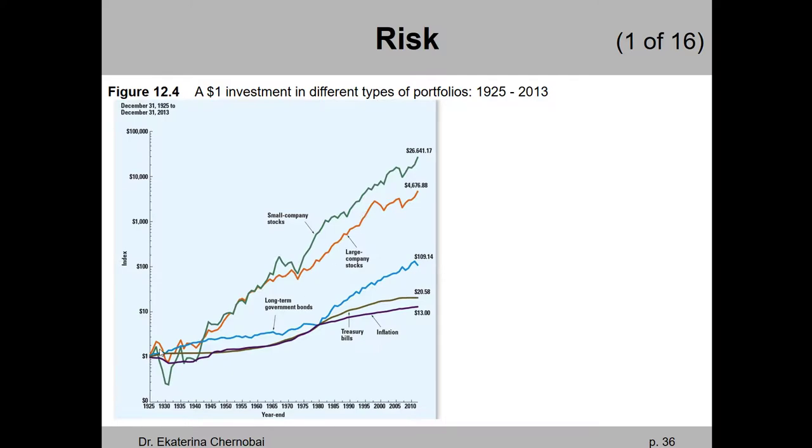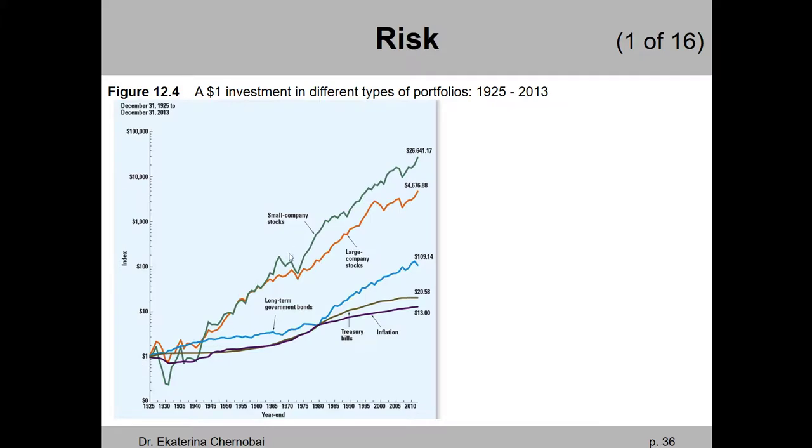And then the other 2 invested in bonds. One bought government bonds that make payments over a long term, the blue line, and the other one, the brown line, the one that's below the other 3, is treasury bills. Also government bonds, but short-term government bonds that pay the money back over several months. And let's ignore the purple inflation line. So just focus on the first 4, the top 4, green, orange, light blue, and brown.